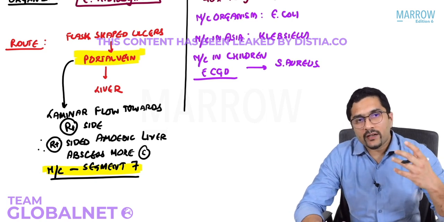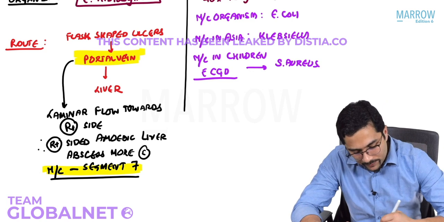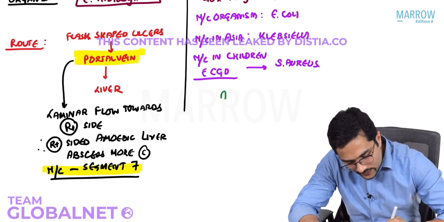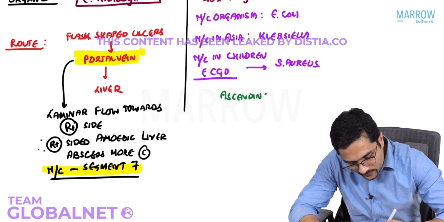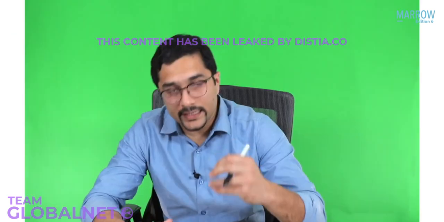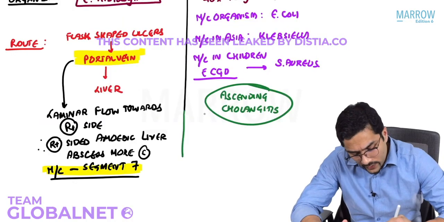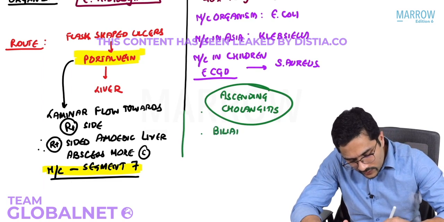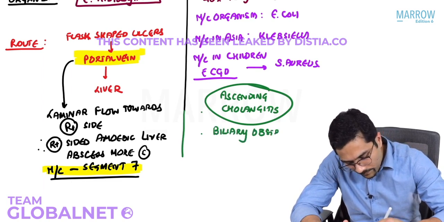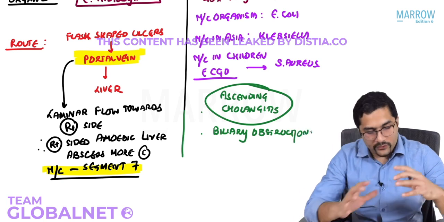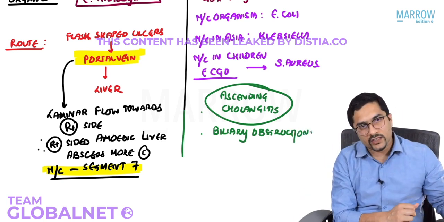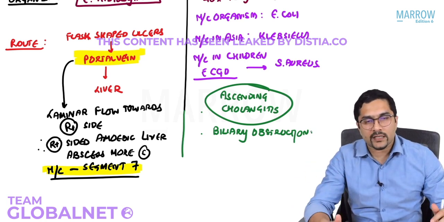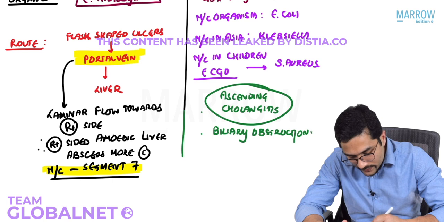Now, what is the route of spread for pyogenic liver abscesses? For pyogenic liver abscesses, it is in the form of ascending cholangitis. That means it is an infection in the biliary tree and it travels up and involves the liver. It can also occur if there is biliary obstruction. That can also trigger a pyogenic liver abscess. So you should know the difference in the route of spread of amoebic liver abscess, which is via the portal vein, and pyogenic liver abscess, which is in the form of ascending cholangitis.